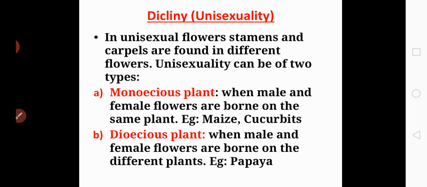What do you mean by a monoecious plant? When male and female flowers are borne on the same plant, the plant is the same but the flowers are different. There are two types of flowers, male flower and female flower, and such a condition is called monoecious. For example, maize, cucurbits, etc. Whereas dioecious means the male and female flowers are borne on different plants, that is, a male plant and a female plant. For example, papaya.